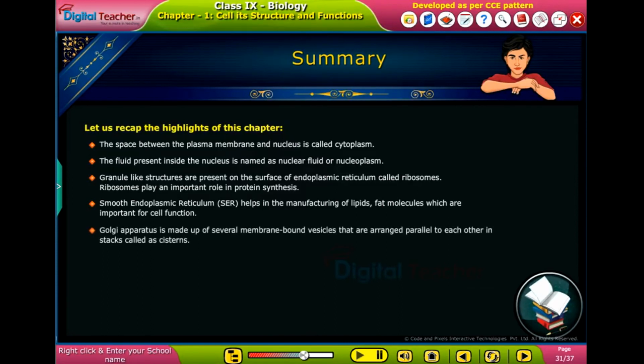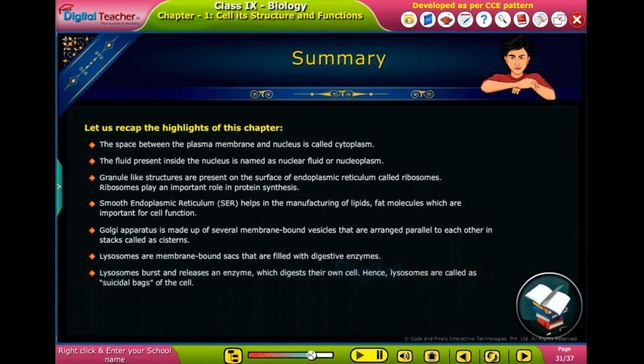Golgi apparatus is made up of several membrane-bound vesicles that are arranged parallel to each other in stacks called cisterns. Lysosomes are membrane-bound sacs that are filled with digestive enzymes. Lysosomes burst and release an enzyme which digests their own cell. Hence, lysosomes are called as suicidal bags of the cell.